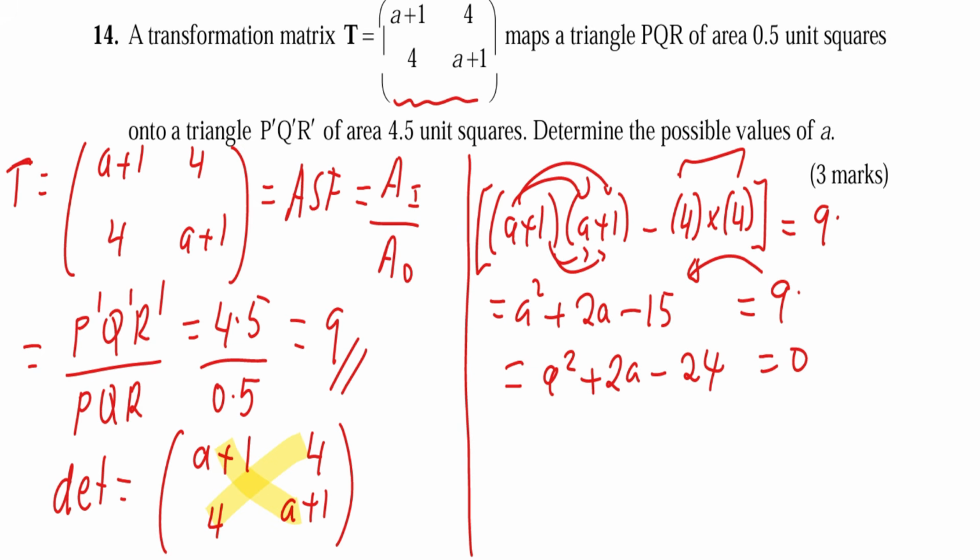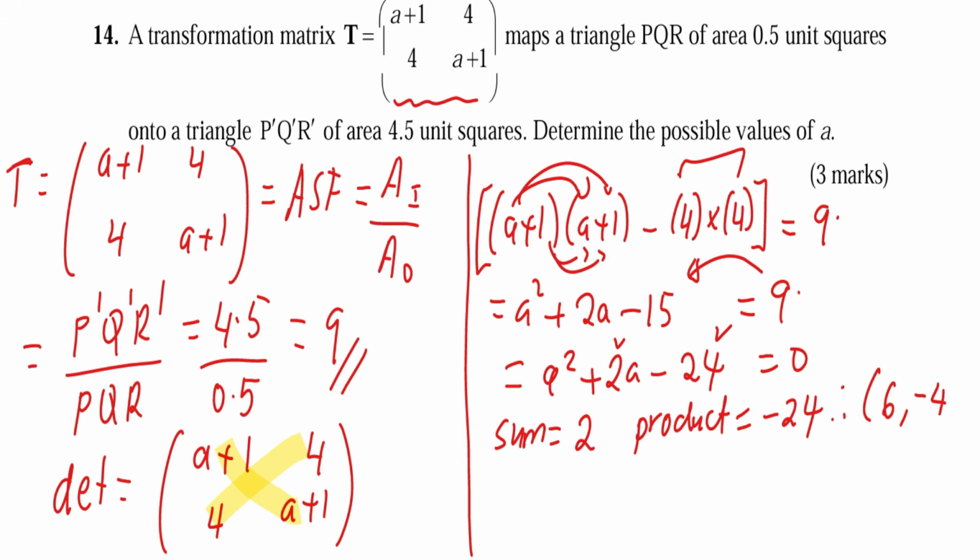So again, sum and product. Our sum is basically these two. Our product, since the coefficient of A squared is 1, becomes this one. So which two numbers, when you add them, give you 2, and when you multiply them, give you negative 24? The two numbers are 6 and negative 4. 6 times negative 4 gives you negative 24. If you take 6 plus negative 4, it gives you 2 as well. So it's 6 and negative 4.